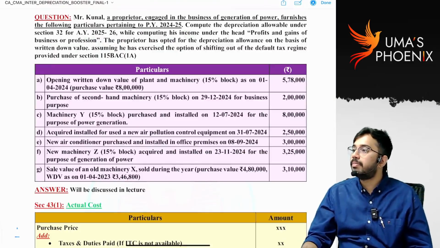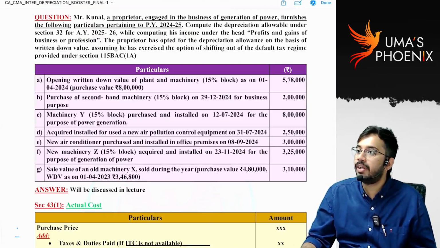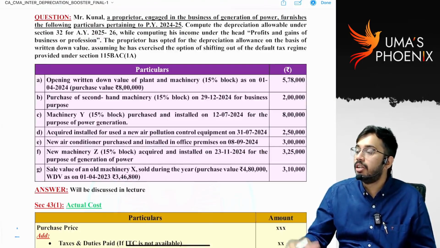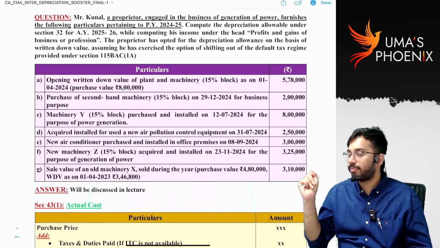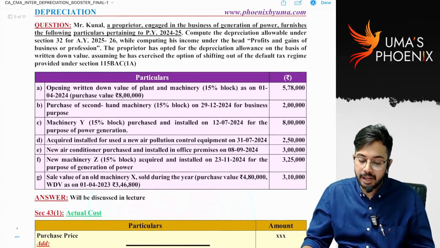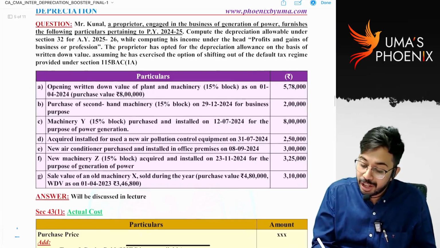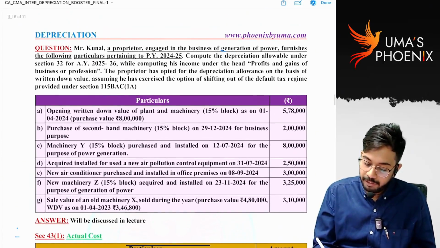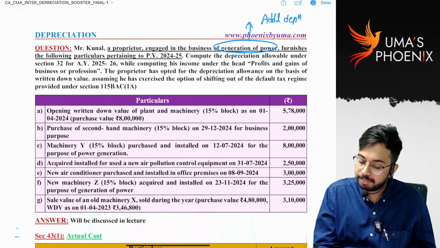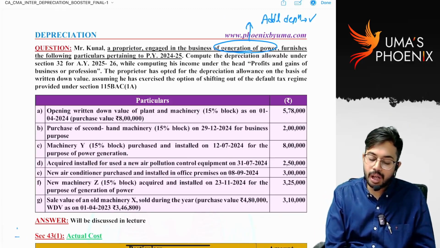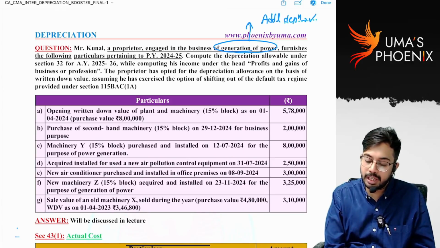Shall we discuss one problem consisting of normal depreciation as well as additional depreciation? Once we do this problem, you will be able to do any problem. Okay, shall we do? Mr. Kunal, a proprietor, engaged in the business of generation of power. If he is engaged in power generation business, he is eligible for additional depreciation, right? Furnishes the following particulars pertaining to previous year 24-25. Compute depreciation allowable under section 32 for assessment year 25-26 while computing his income under PGBP.